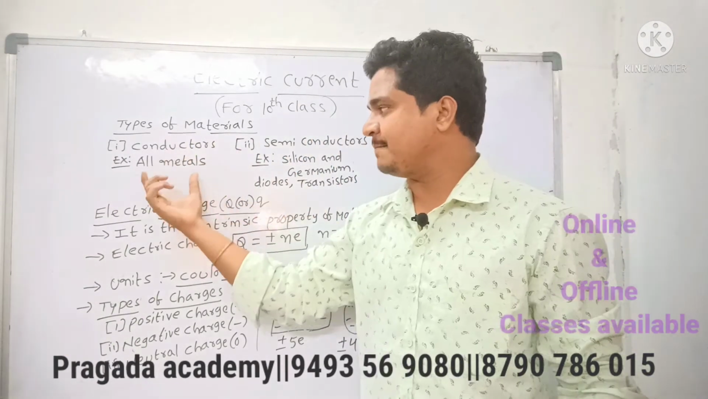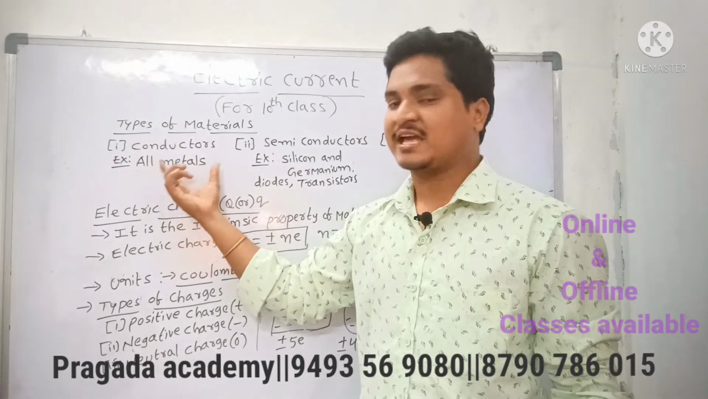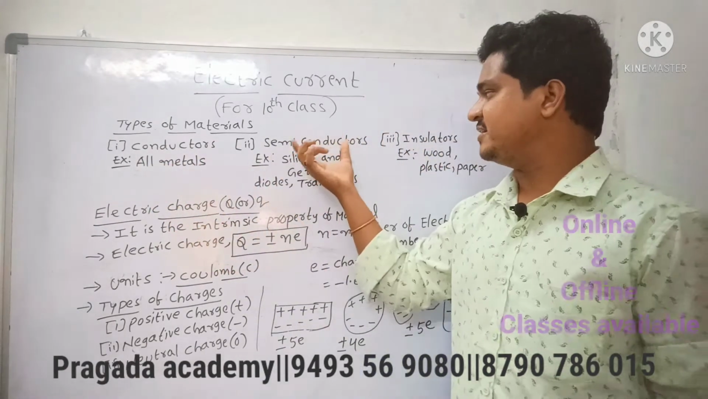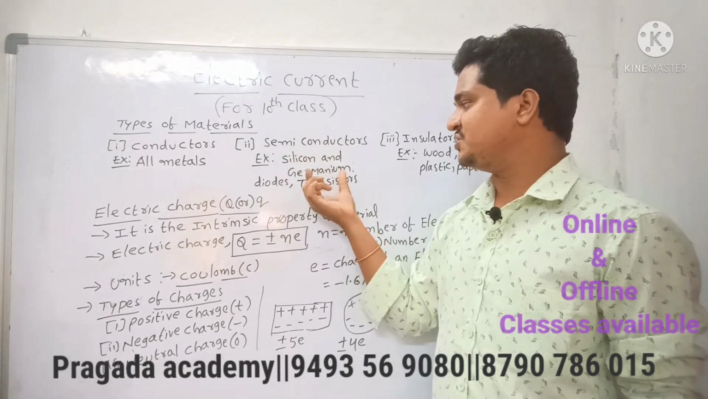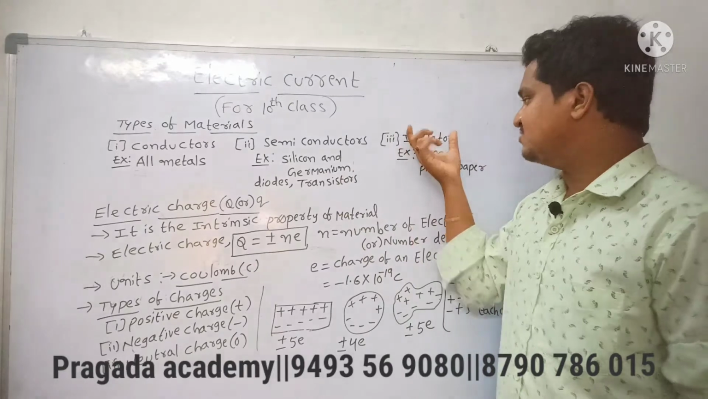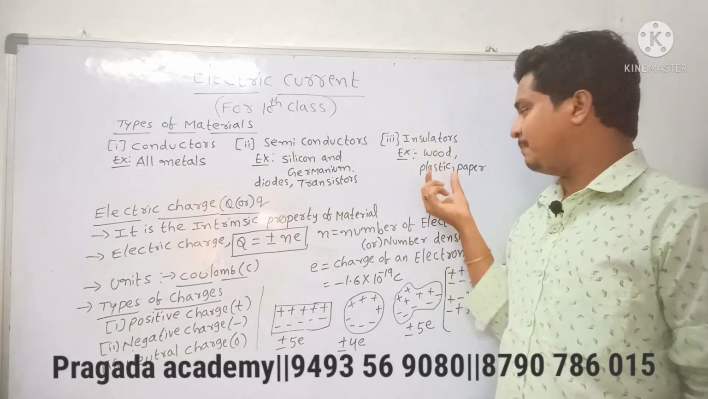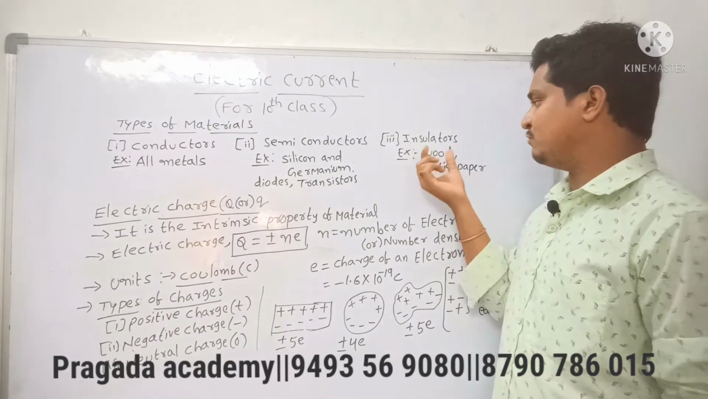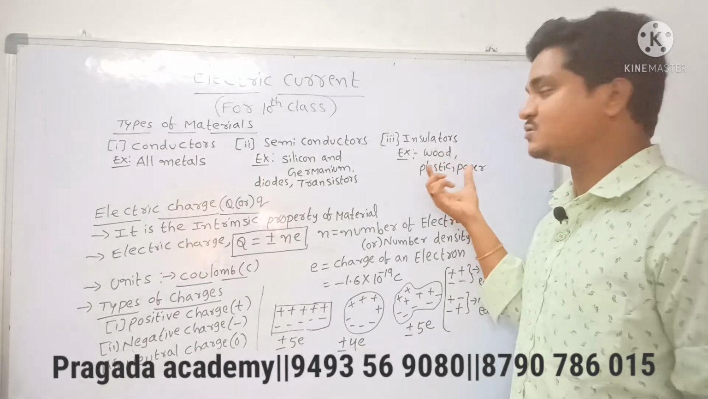For conductors, examples are all metals. Why? Because they have free electrons. Semiconductors, examples are silicon and germanium, and diodes and transistors. Insulators are wood, plastic, paper. So they won't allow the current or the flow of electrons through them.